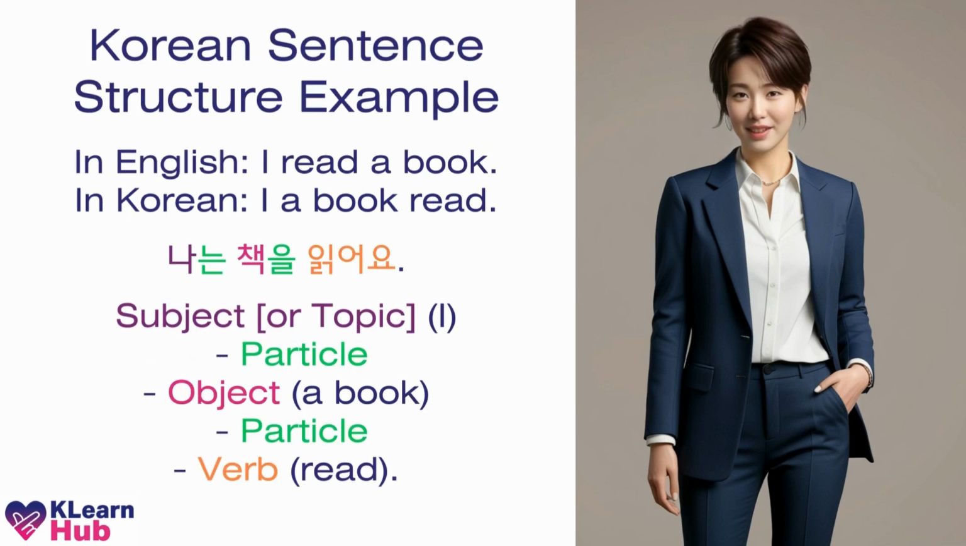Now, let's see an example using this structure. In English, the structure is, I read a book. In Korean, it follows the structure, I, a book, read, with the verb at the end, and a particle after each noun. So in Korean, it is, subject, I, then the particle, then the object, a book, followed by another particle, and finally the verb, read. Or, in Korean they say, 나는 책을 읽어요. Which leads us to the next question.